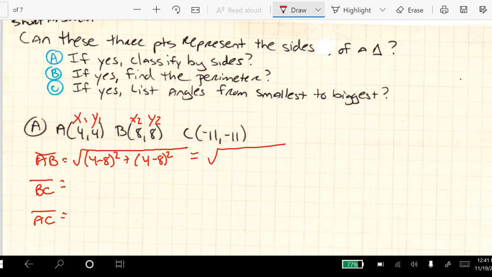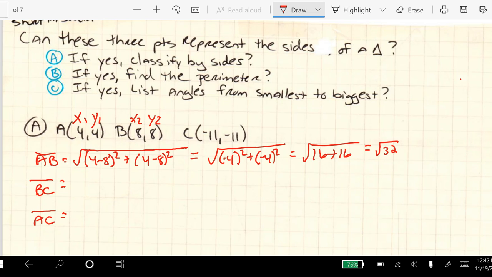You end up with the square root of negative 4 squared plus negative 4 squared. You end up with the square root of 16 plus 16. It's the square root of 32. So right now we can just leave it as the square root of 32.